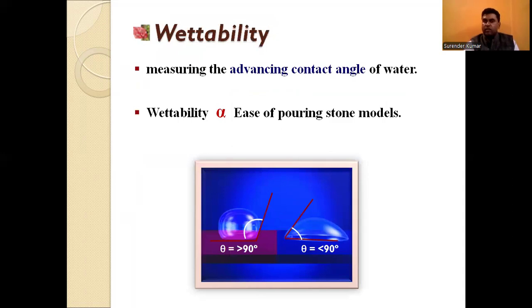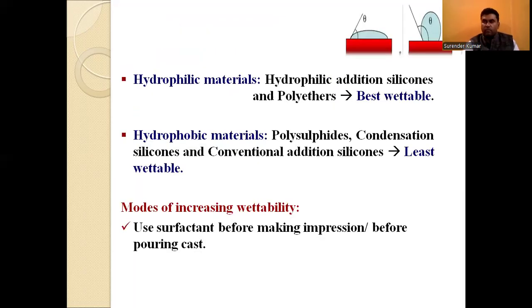Wettability is the measurement of the advancing angle of the water. Wettability is directly proportional to the ease of pouring the stone models. If it is a more wettable material, it will be easier to pour with the gypsum powder. So hydrophilic materials, that is the hydrophilic addition silicones and polyethers, are the best wettable materials.